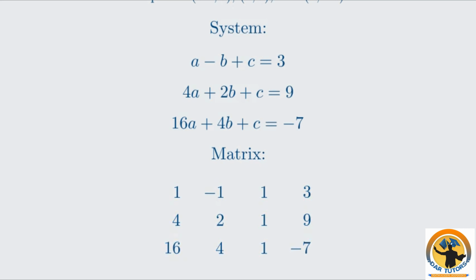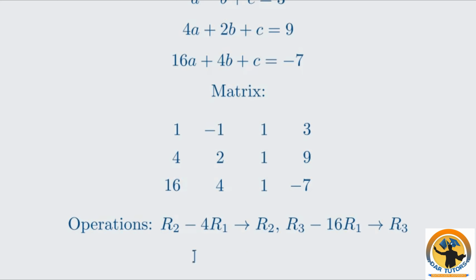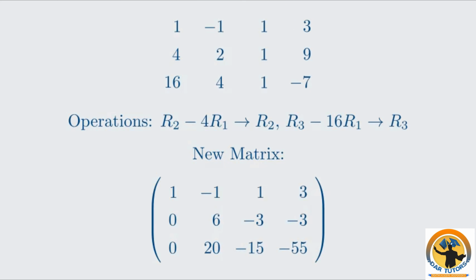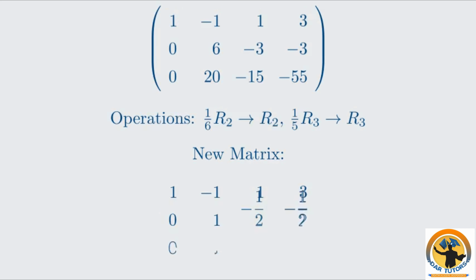First, we eliminate the a terms in the second and third rows. We perform R2 minus 4R1 arrow R2 and R3 minus 16R1 arrow R3. This gives us a new matrix. Now let's simplify the second and third rows. We perform 1/6 R2 arrow R2 and 1/5 R3 arrow R3. This makes the numbers easier to work with.